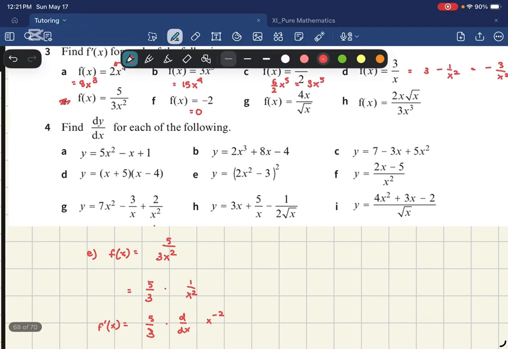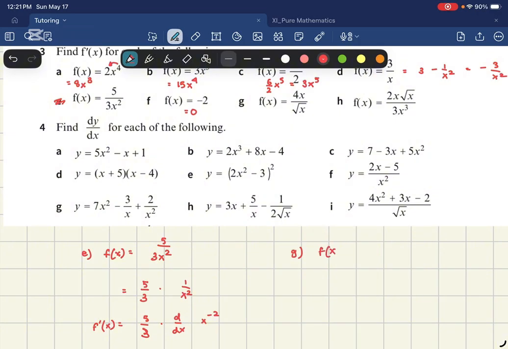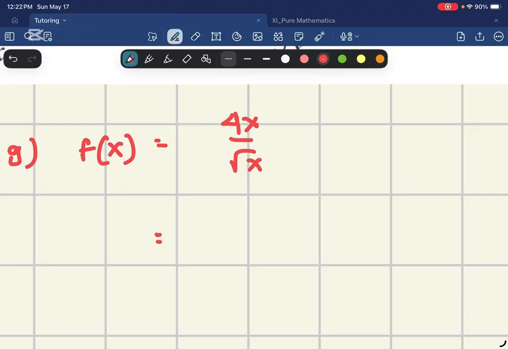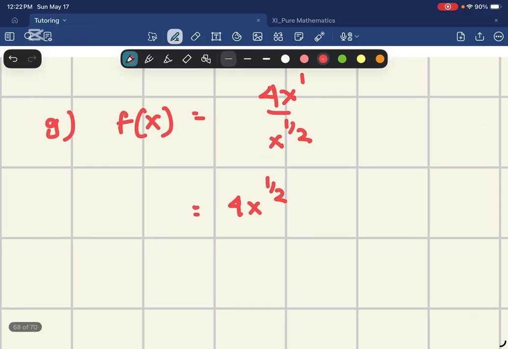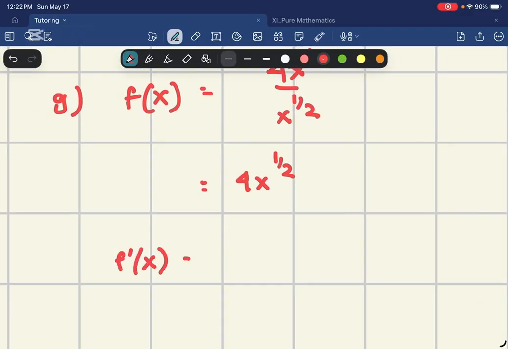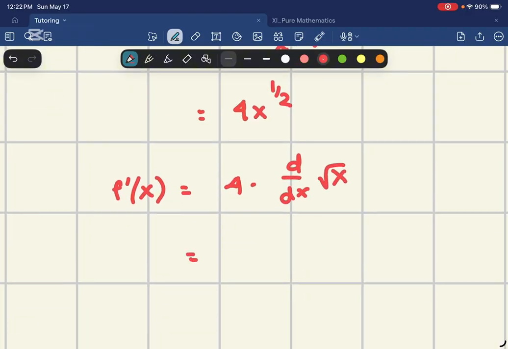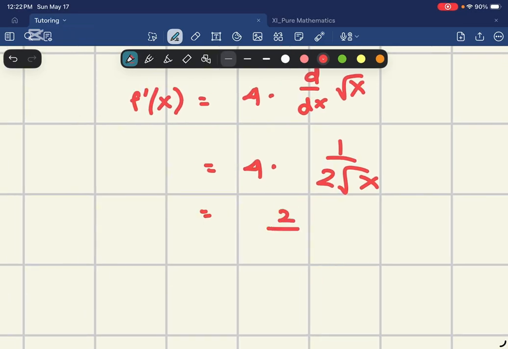We're done with E. For G, it's going to be f of x is equal to 4x over square root of x. Remember, this is x to the power 1. This is x to the power half. So you have 4. You can keep it as it is. X to the power 1 minus half is going to give you half, right? Simplifying your exponent gives you half. Now you can find f dash of x is equal to 4 times, remember, d by dx of square root of x. I gave you a formula for this. That is 1 over 2 square root of x. 4 divided by 2 is going to give you 2 divided by square root of x. So that is going to be your solution.